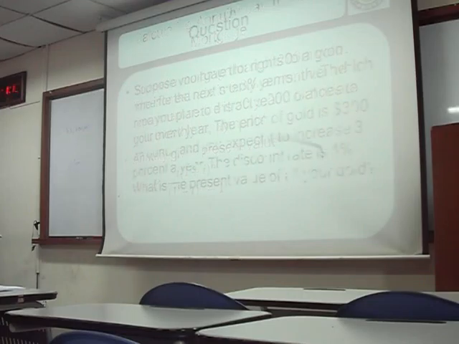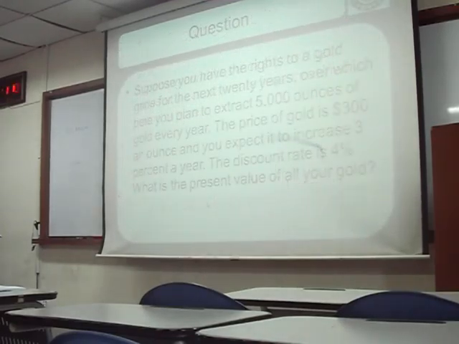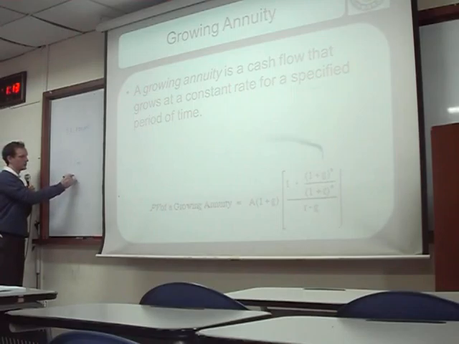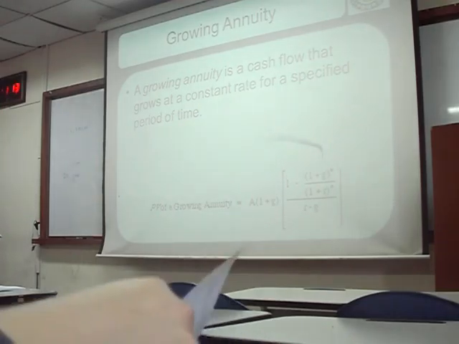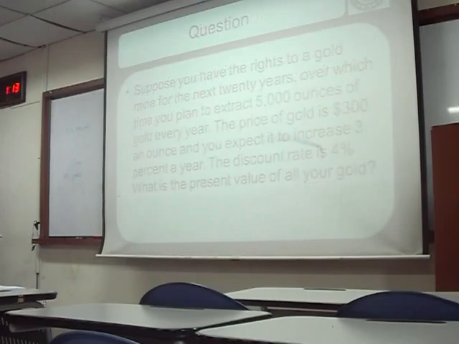Did I put the time here? Let's say the time is 20 years. We can put 20 years here, okay? So let's say the gold mine is just lasting for 20 years. After 20 years, all our gold is finished, okay? So we can put 20 here as the time. Okay? So you can look at the equation on page 20. And you can try to put in the numbers.